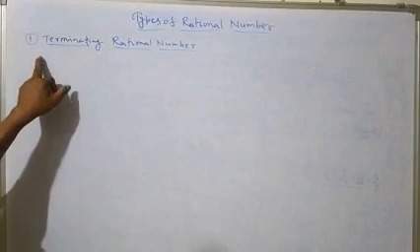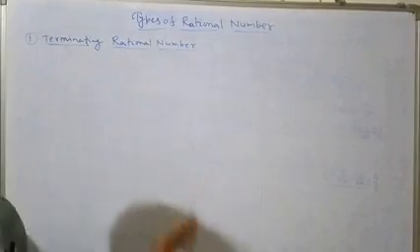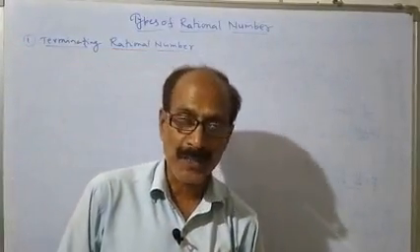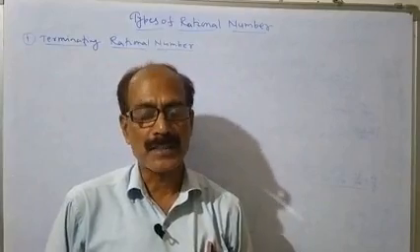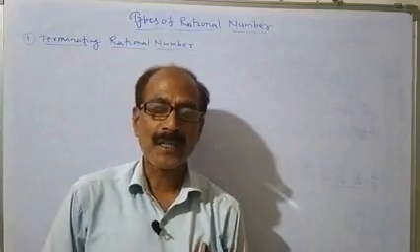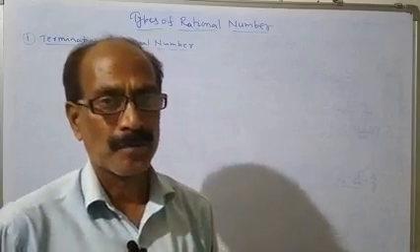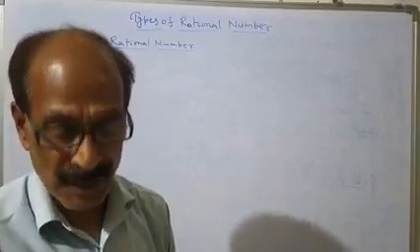The first type, terminating rational number. What is the meaning of terminating? The definition of terminating: after the long division, when the remainder becomes zero, it is called a terminating rational number.